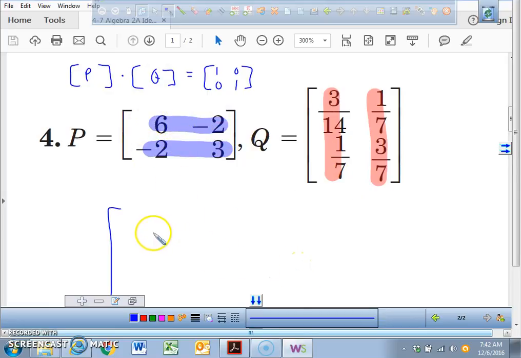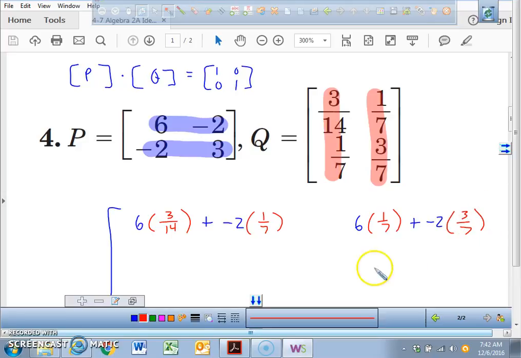So Kyle, help me out. What number do we start with when we're multiplying? All right, so we have 6. So 6 times, you said 3/14, plus -2 times 1/7. And it's this 1/7, not this 1/7. This row has to be multiplied to this column: first times first plus second times second. What's the next one, Cal? Keep going. 3/7. Good, that's right.